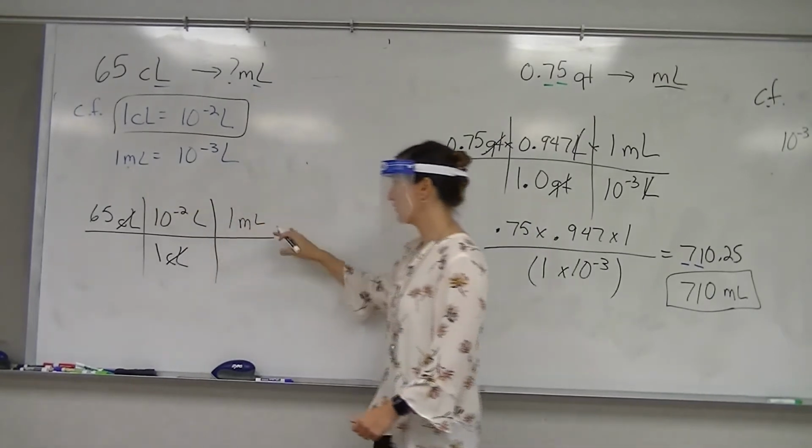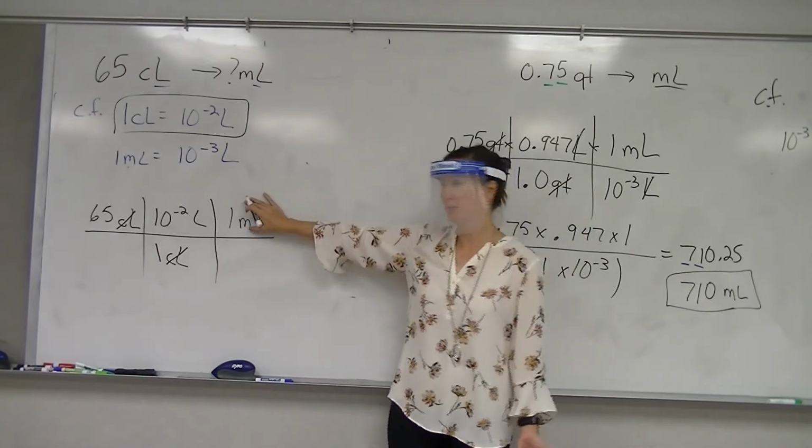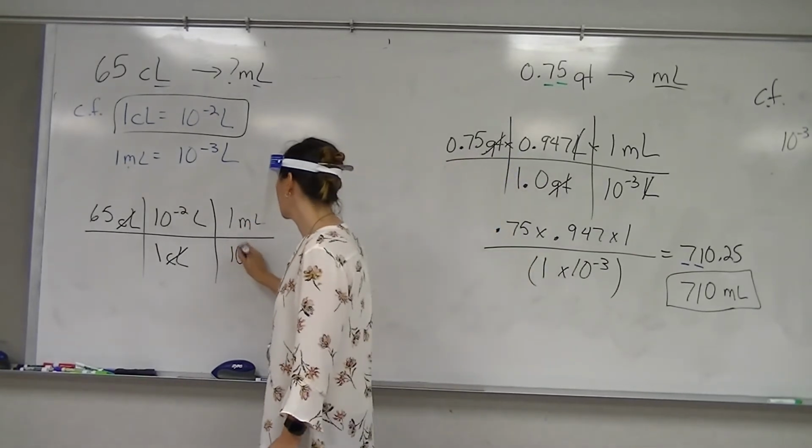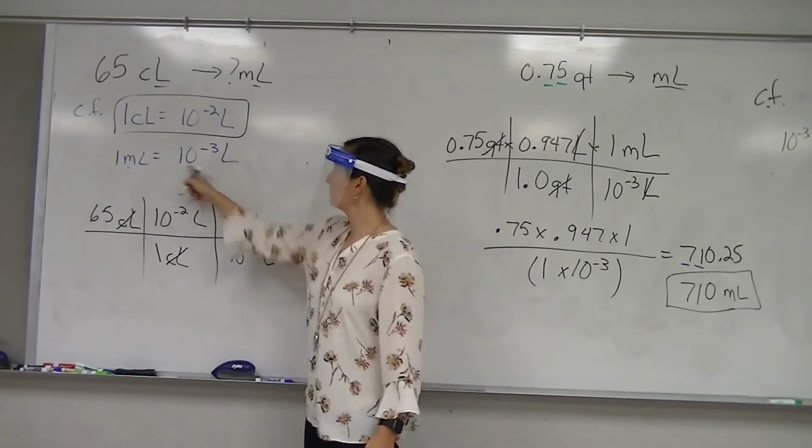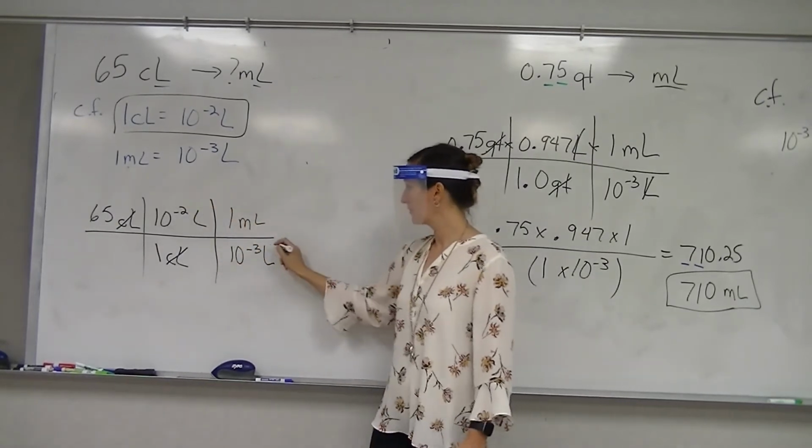So you'll notice kind of a trend. Whatever you want to keep, you're going to end up putting on the top. Right? And then the 10 to the negative 3 liter portion right here is going to go on the bottom.